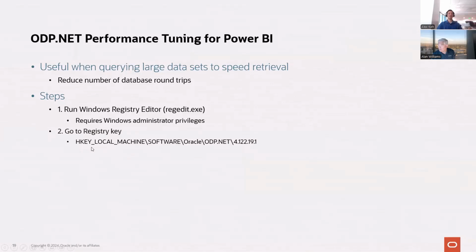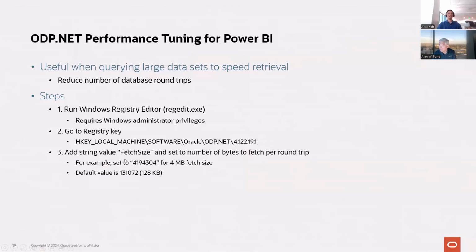You go to your registry key, HKLM, software, Oracle, ODP.NET. In this case, we're using the 19C version of OCMT, so it's this version of OCMT with the 19.1 at the end. In the future, when we do have a 23 version, it'll end with 23.1. And then you add a string value there called fetch size. No space, just fetch size. And we set the number of bytes to fetch per round trip. By default, it's set to 128K, so this 131,072 number. But you can set it to any size you want.